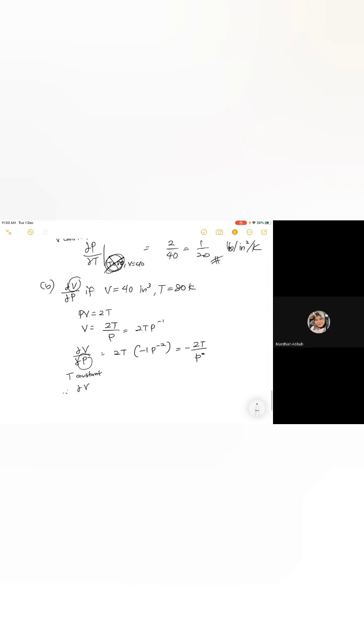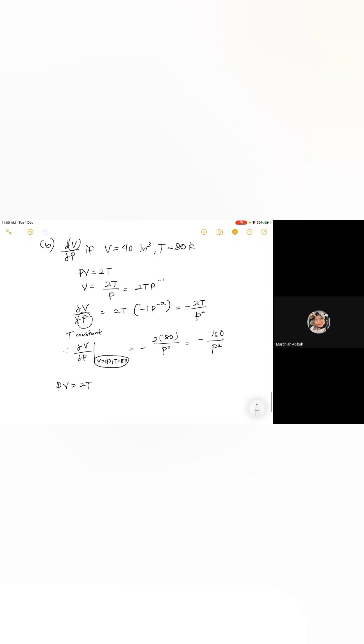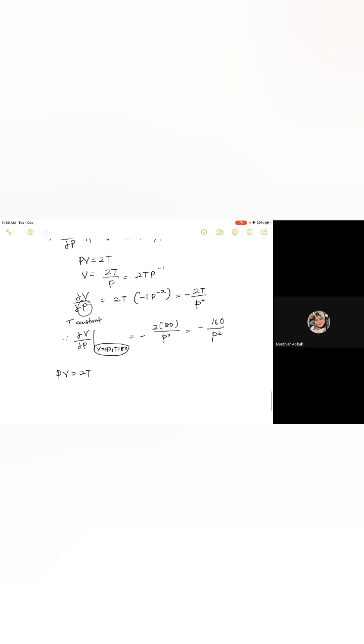Okay, when del V, del P, V equals 40, T equals 80, I will have negative 2 times 80 over P squared. It did not give a value for P here, but we will find it using this one. So negative 160 over P squared. How to find P squared? Earlier we had PV equals 2T. So if my V equals 40, P times 40 equals 2T, which is 160. So P equals 160 over 40, which is 4. Okay.